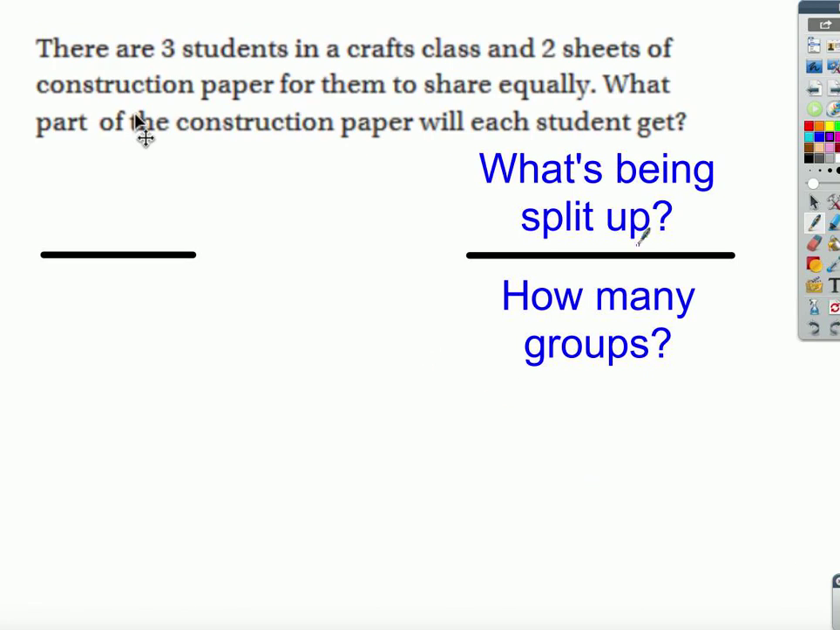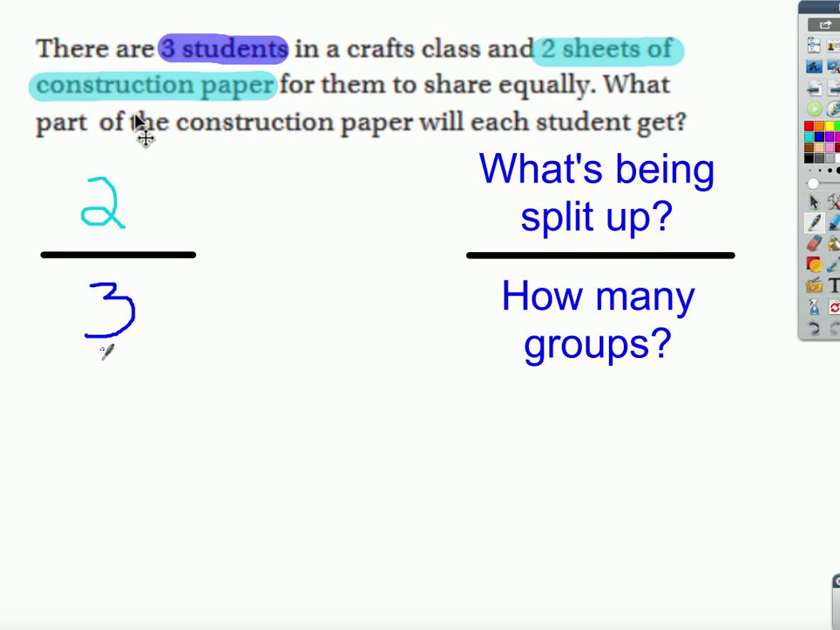There are 3 students in a crafts class and 2 sheets of construction paper for them to share equally. What part of the construction paper will each student get? Okay, well let's take a look at the top one. What's being split up? Are the 3 students being split up, or is the 2 sheets of construction paper being split up? I'd say it's the 2 sheets of construction paper that are being split up in this problem. Okay, so we'll put that on top. Now, the second part is how many groups is that being split into? Well, there's 3 students, so that means we need to split it into 3 groups. Okay, so we'll put that one on the bottom.